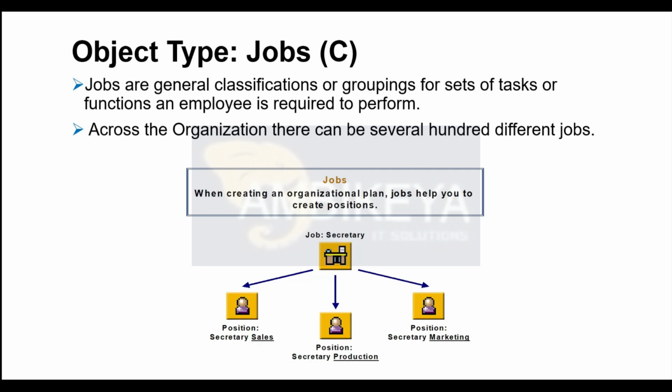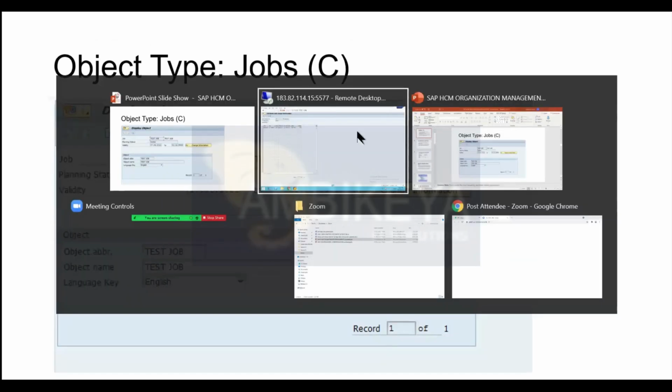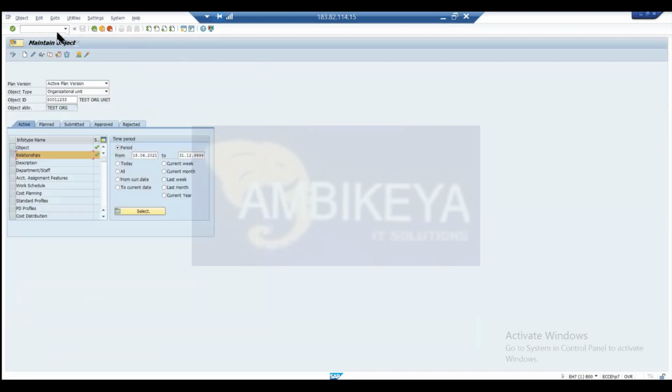In an organization unit, you can have different jobs. If you see, there's a job as secretary. A secretary can have a position in sales, in production, and in marketing. All these 3 positions can have the same job, and this job helps you describe what task you're doing. Now we'll go to SAP and see how jobs are done. With the same thing, we go to /n PP01. We go there and click job.